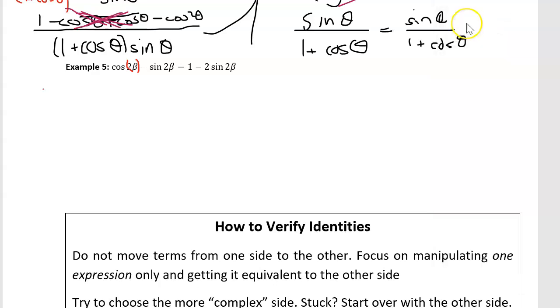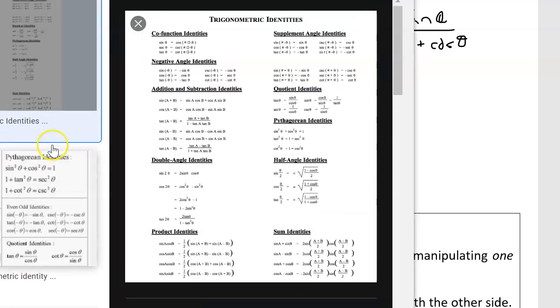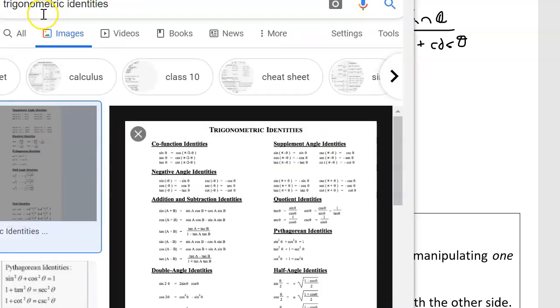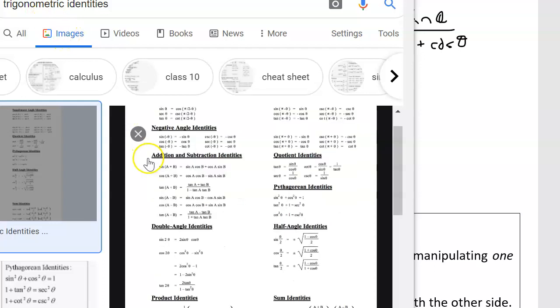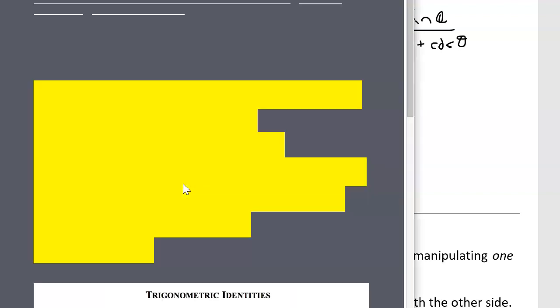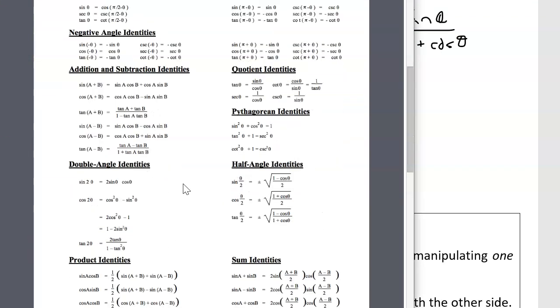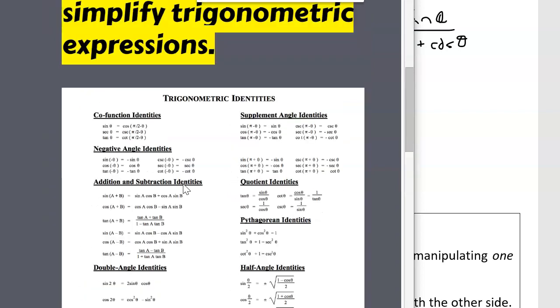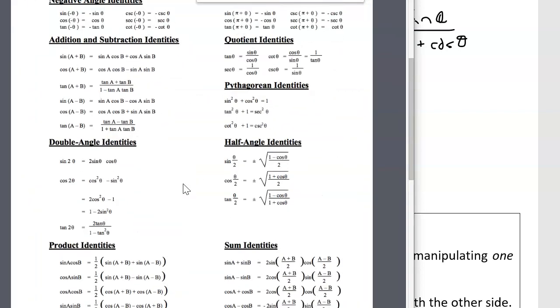So if you're looking at your formula sheet or a list of the identities, I'm going to pause and do a Google image search on trigonometric identities. Okay, so a quick Google image search, just trigonometric identities, go straight for the images. You can see the addition and subtraction, double angle, half angle, and we're focused on these double angle identities. So let's pull these up and get a nice zoom going. Why does it look like it's getting smaller?